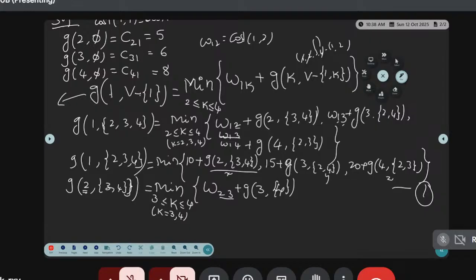And this is the one case when k is equal to 1. But k is equal to 4 also. Comma w of 2 comma that is 4 plus g of k is 4.